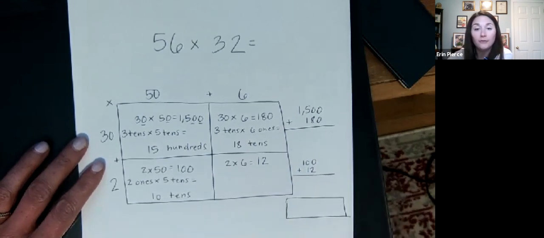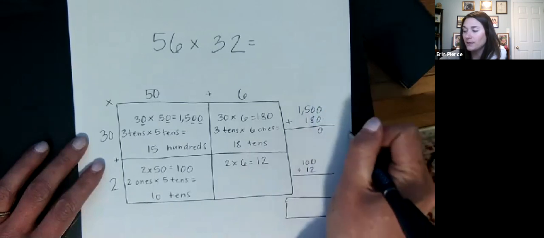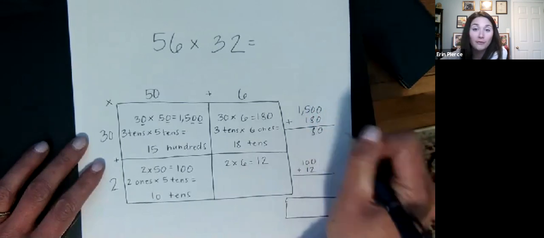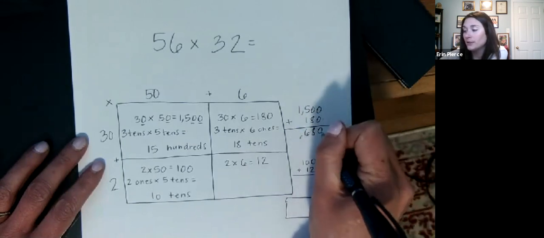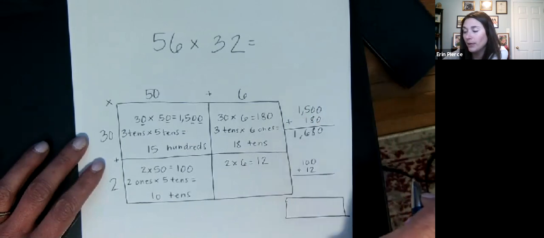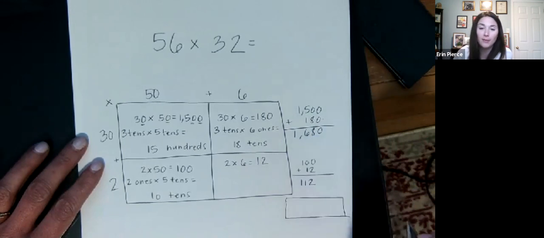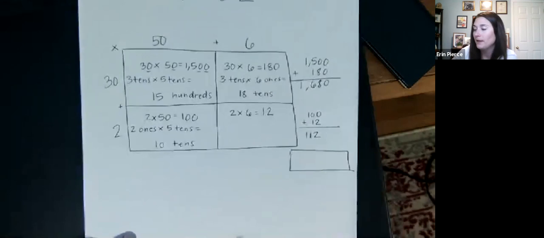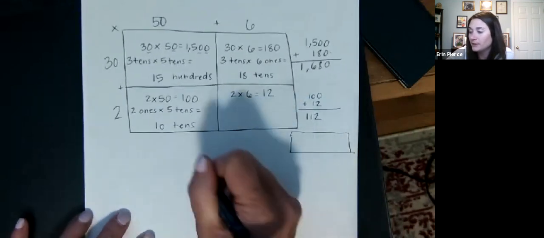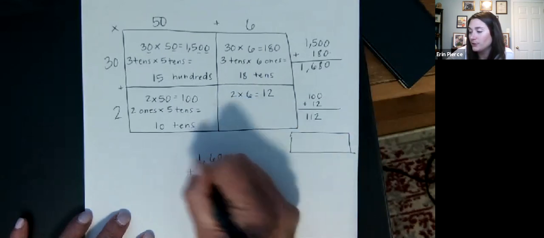So if I have 1,500, 0 plus 0 is 0. 0 plus 8 is 8. 5 plus 1 is 6. 1 plus 0 is 1. And then 100 plus 12, I get 112. I've kind of given myself no room right there. So I'm actually going to have to go down here a little bit and do 1,680 plus 112.